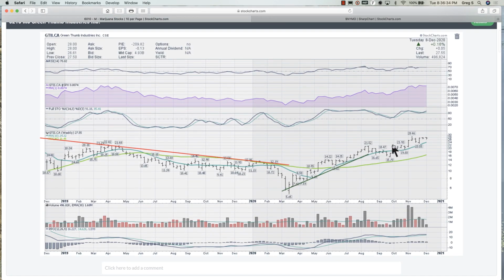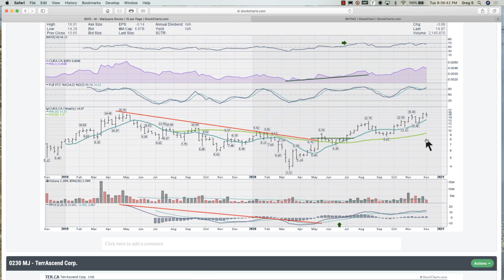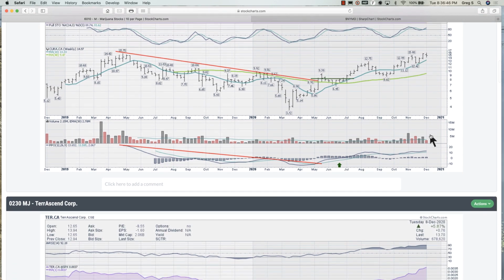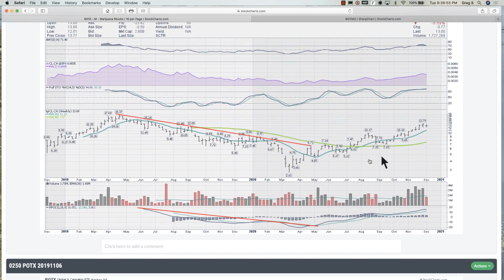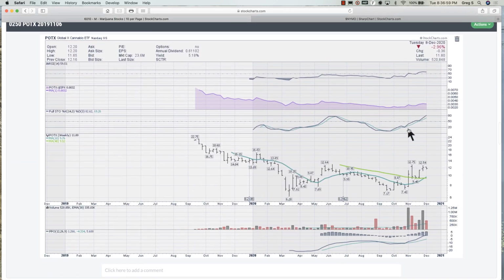Green Thumb Industries sitting up here. It's working its way higher. Hasn't done anything for 6 weeks really since the election, so not really anxious to get on that train. I like this Curaleaf. It keeps grinding higher. This is a pretty nice looking chart. Here's TerraSend, obviously working well, partner with Canopy Growth Corporation, and it's climbing nicely. Cresco Labs also improving.